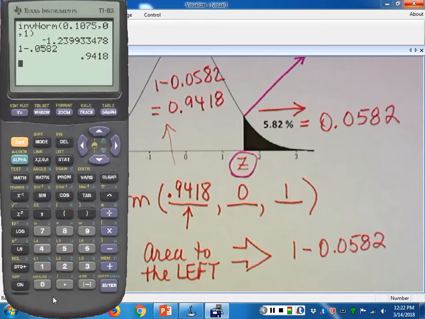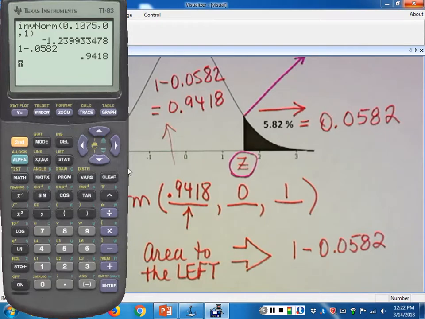Now when I do this problem and I come up with the z-score, should my answer be positive or should it be negative? Positive. Because where is z located? Between 1 and 2. Right, it's between 1 and 2, and that's a positive number because 1 and 2 are positive, okay? It's to the right of 0. That's another way to answer that question.